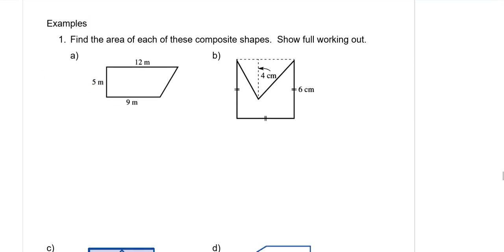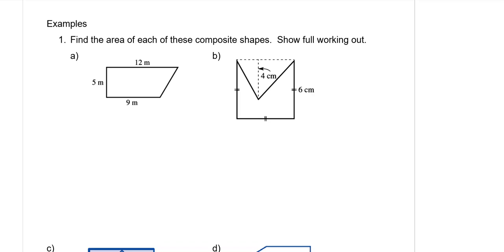Okay, so here are our questions. Number 1, find the area of each of these composite shapes, show full working out. Now I'm going to show you two ways that you could set out your working out. The first method is a slower method, but some people prefer it because it's more familiar to what we've been doing with our other questions. The second method is faster, and I would encourage you to try to work your way towards the second method because it will save you time.